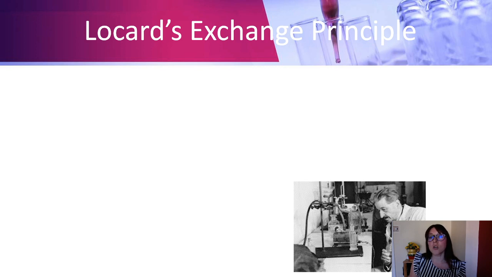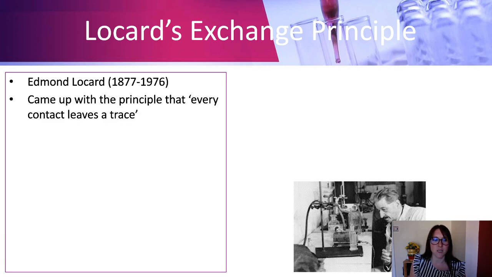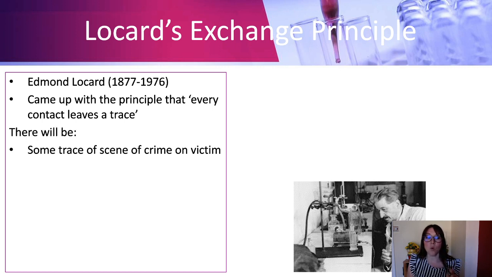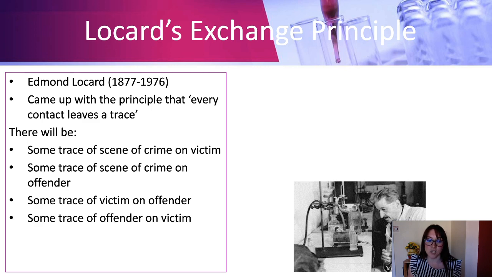So we start by looking at Locard's exchange principle. Edmund Locard, 1877 to 1976, he came up with the principle that every contact leaves a trace. There will be some trace on the scene of the crime, on the victim. So there will be some evidence on the victim. There will also be some evidence on the offender. Some trace of victim on the offender as well, some trace of the offender on the victim. Obviously those things work when it's a murder or contact, whereas if it's a burglary there may be no victim there at that time, then it would just be the offender.